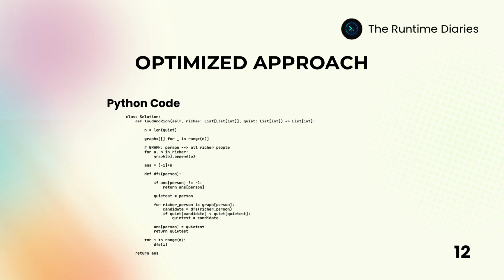In the optimized code, we add one simple but powerful check. If ans of person not equal to -1, return ans of person. That single line ensures that if we've already computed the quietest person for a node, we never rerun DFS for it again. By combining recursion with caching, we eliminate all redundant work.